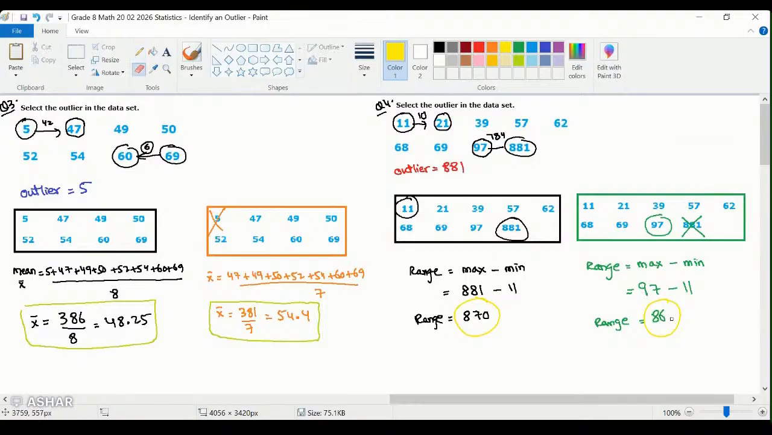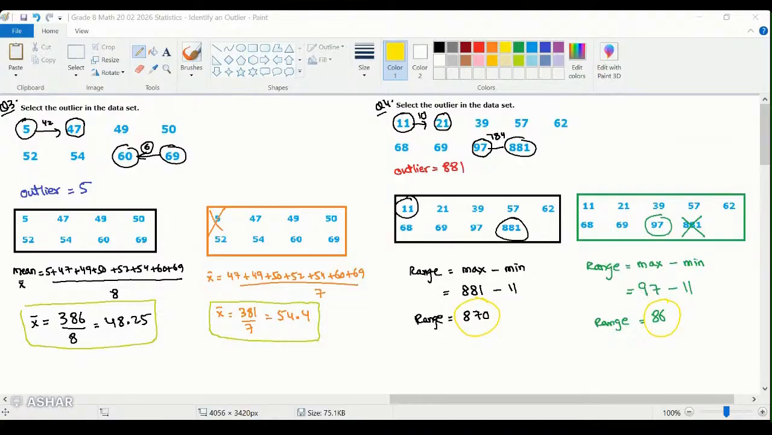Therefore, we can say the outlier will affect the range and the mean a lot. The median would be just the middle value. The mean and the range are affected up till now, because we haven't done standard deviation yet. Once we do standard deviation and variation, those would also be affected. Okay, let's have a look at the next question.